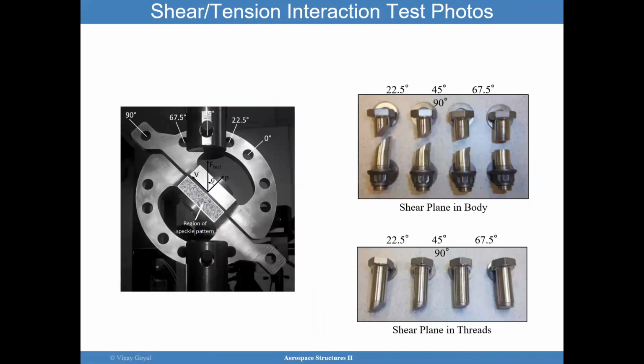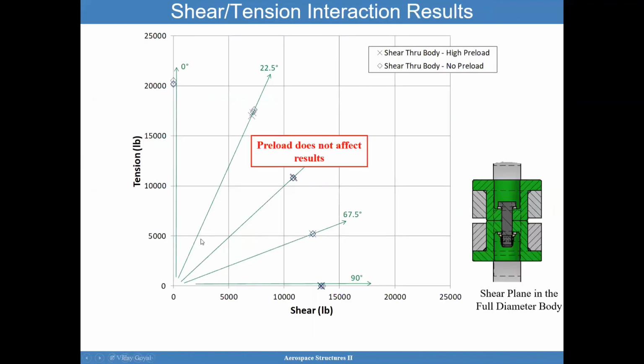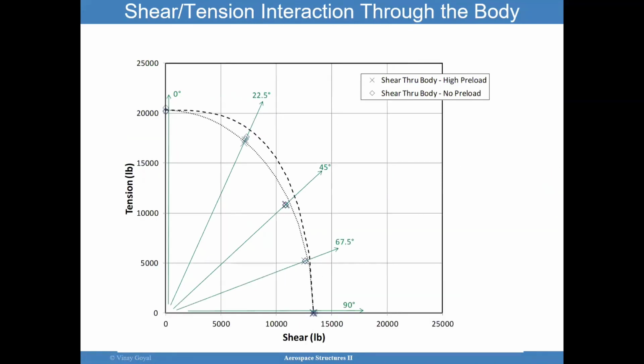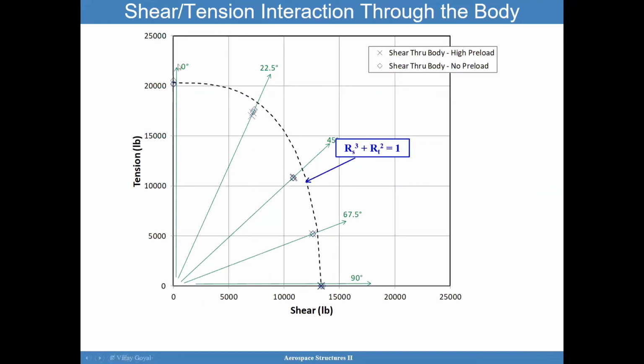People have done a lot of shear testing of interaction. Here are some photos showing the interactions between tension and shear using this fixturing. And people have shown that the shear tension interaction generally follows a pretty good curve like this. You can see here the preload had very little effect in the test data.